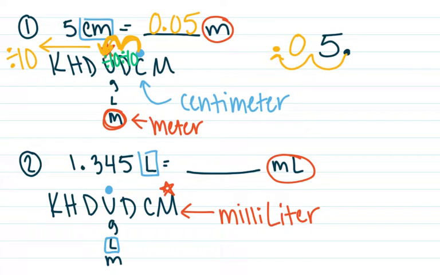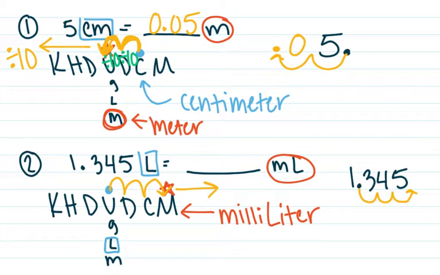So I am going to move 1 time, 2 times, 3 times, and that was to the right. So on my number that I have been given, I'm going to take that decimal that is already there, and I'm going to move it 3 times to the right, and my final answer is going to be 1,345. Again, think about what that number means.